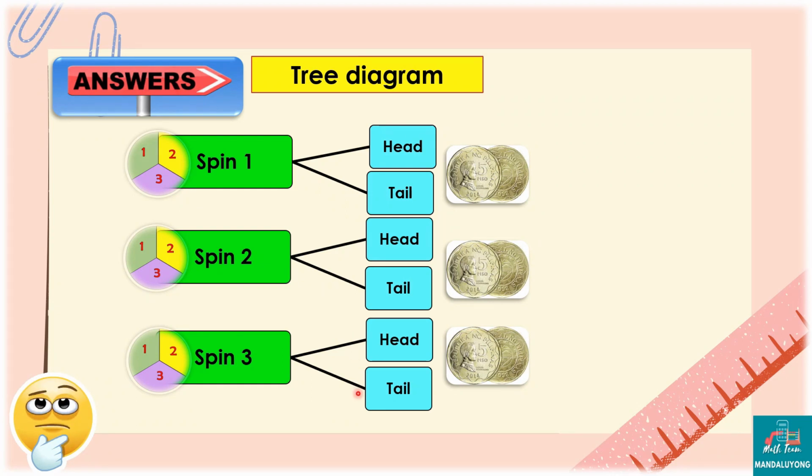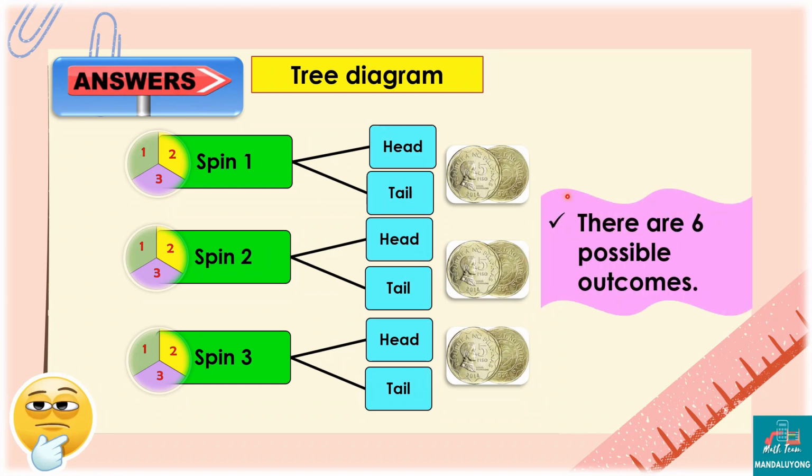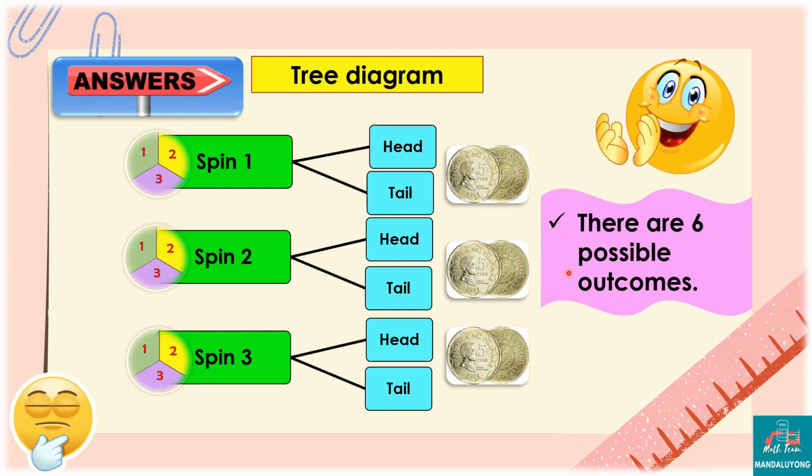Bilangin natin ang maaaring mga sagot or outcome. 1, 2, 3, 4, 5, 6. Therefore, there are 6 possible outcomes. Tama ba ang inyong mga sagot? Magaling!